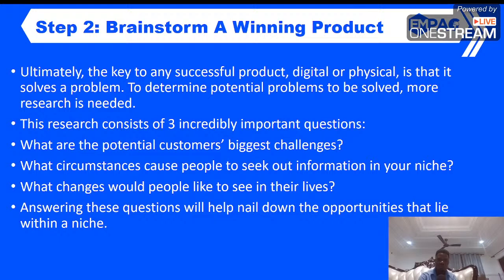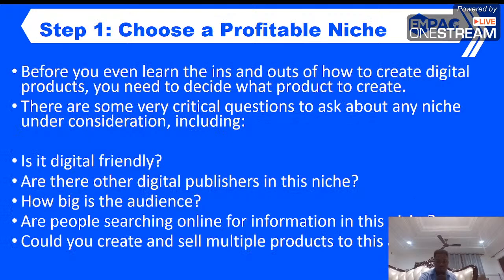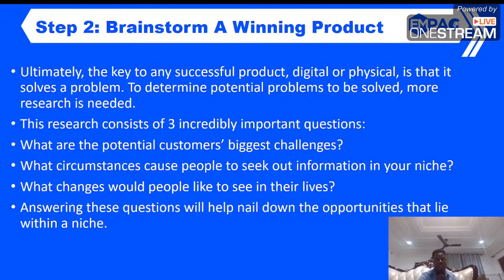So after you consider your niche and you choose the niche or the category, then you brainstorm, you think of the product to create. The key to any successful product, digital or physical, is that it solves a problem. Once your product is solving a problem, then you are good, you are making progress. To determine potential problems to be solved, more research is needed. So you need to do research.